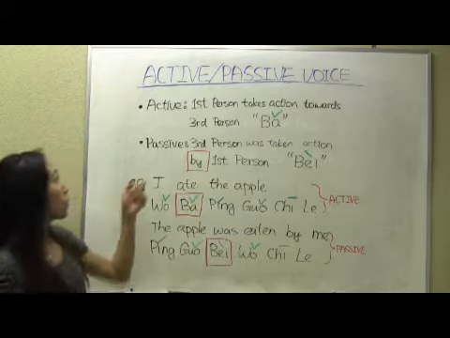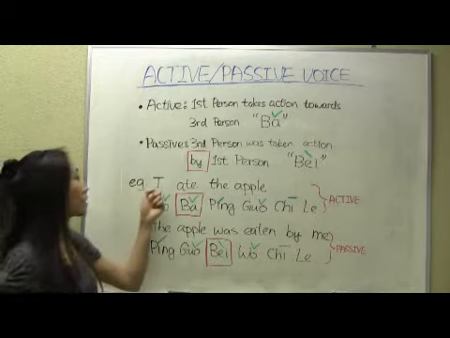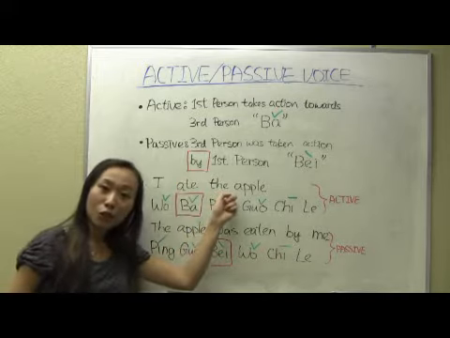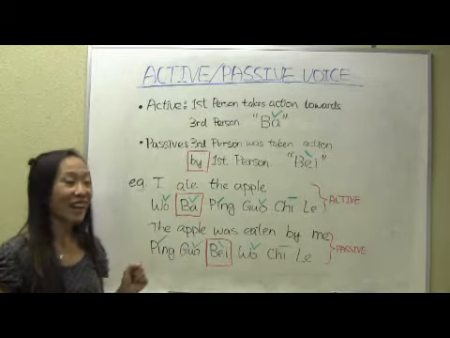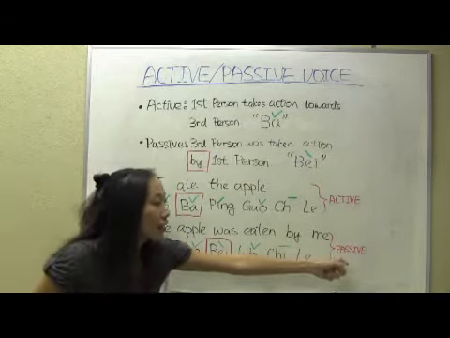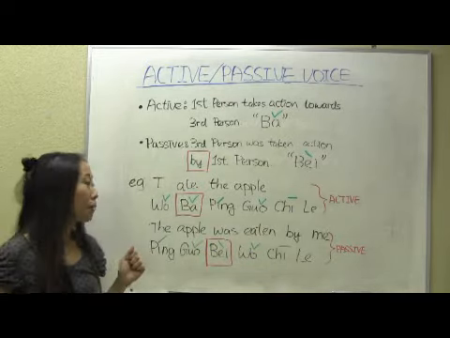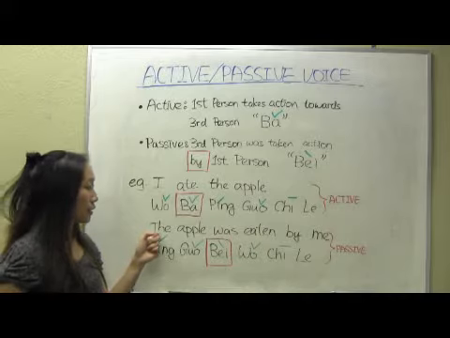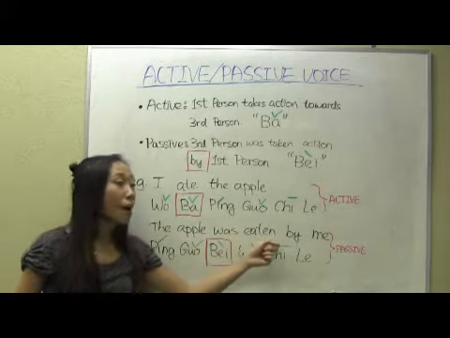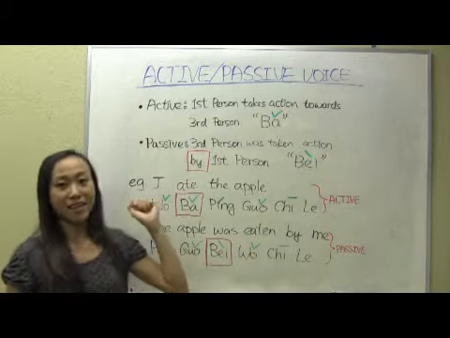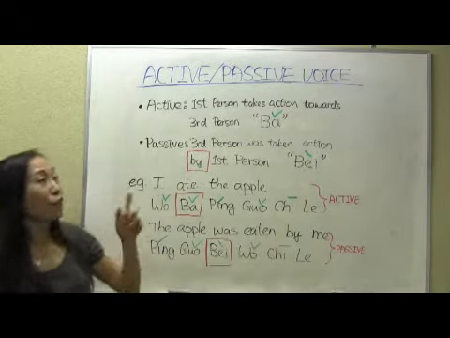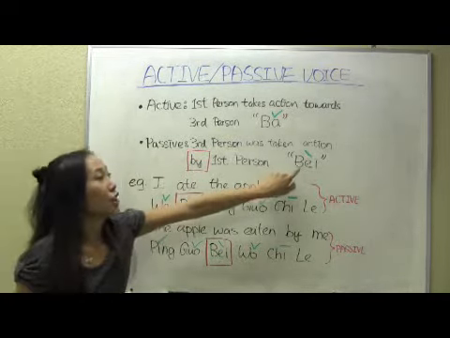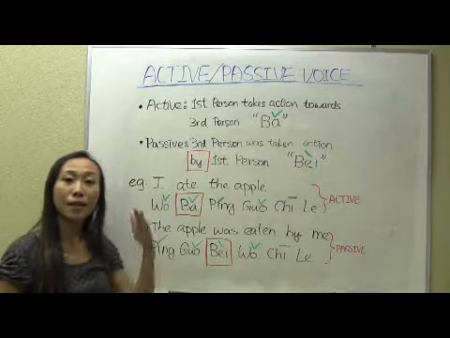We got it as an active voice because the first person takes action towards the third person in this case, okay? So let's see the passive voice example here. Same example, but this one is the apple was eaten by me. So this by involves what we call the passive voice. And in Chinese, we use 被.